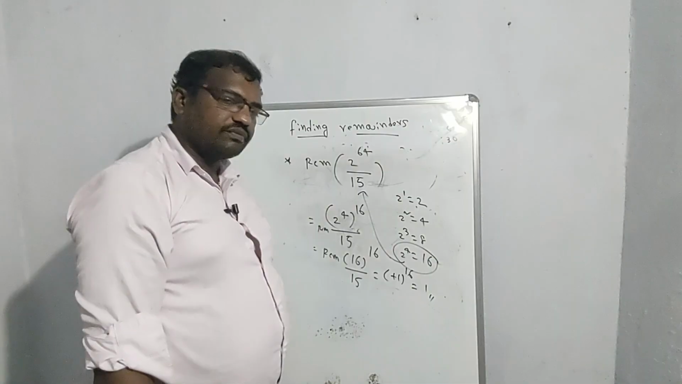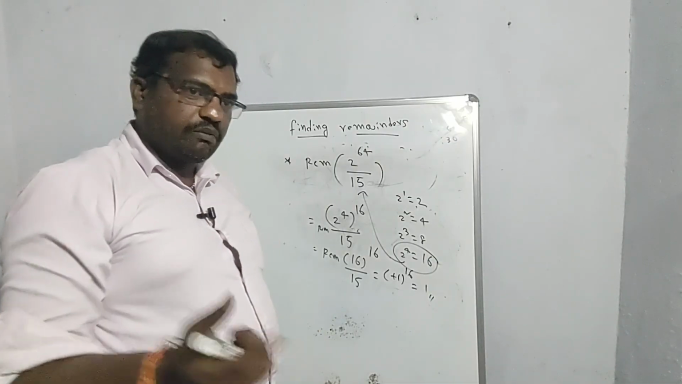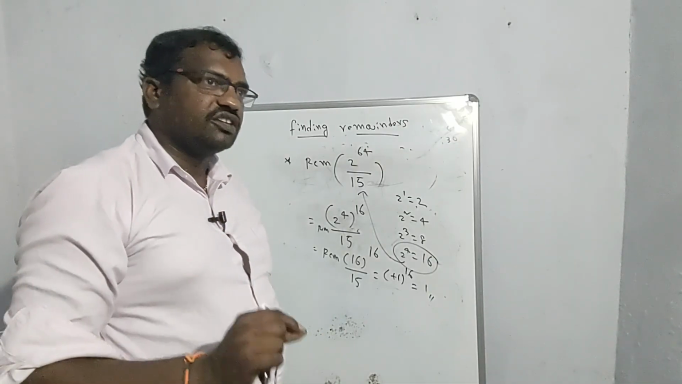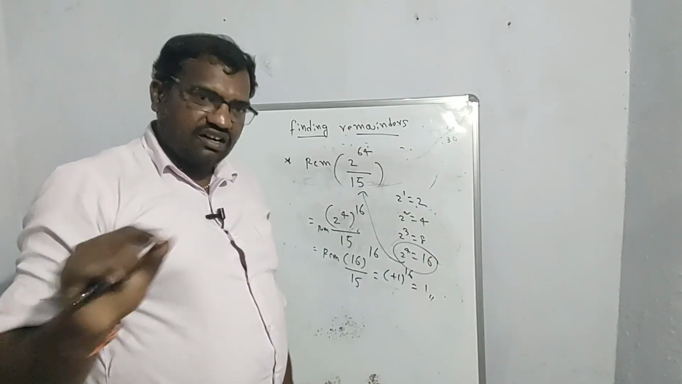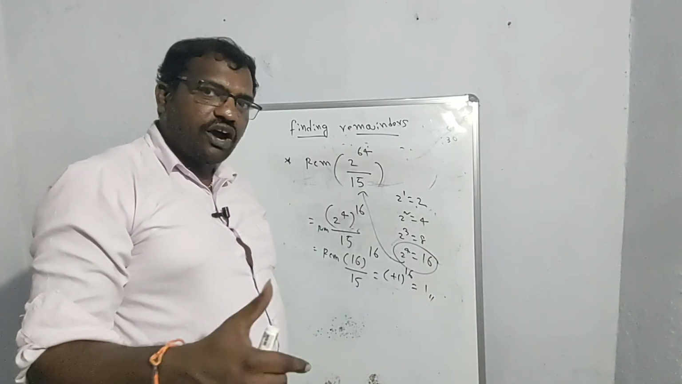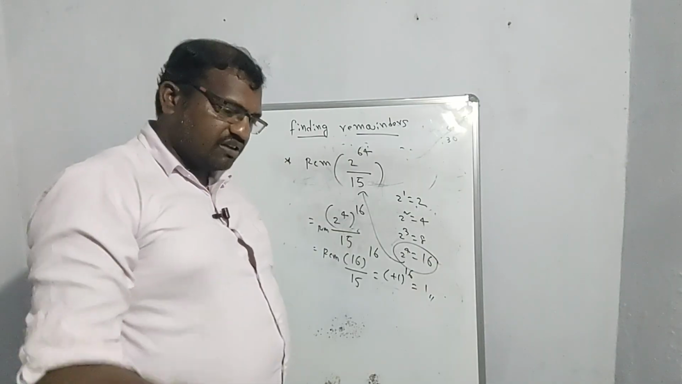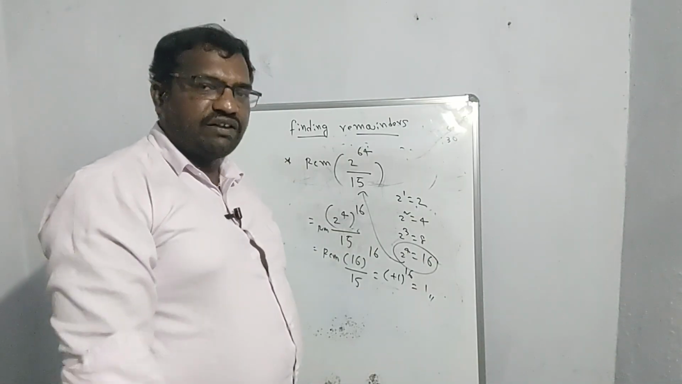Your remainder is 1. I already told you one point: the remainder is always taken as a positive value. We cannot consider negative values as remainders. If it is a negative value, we have to subtract it from the divisor.